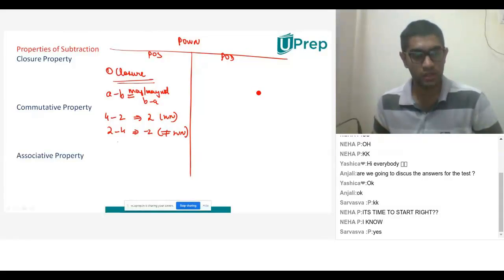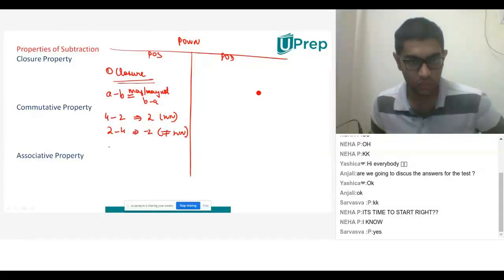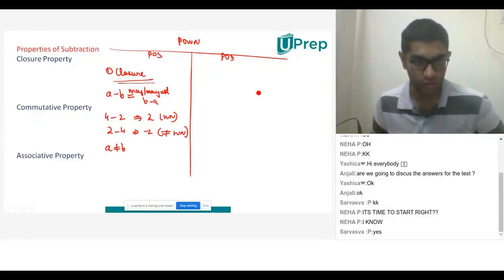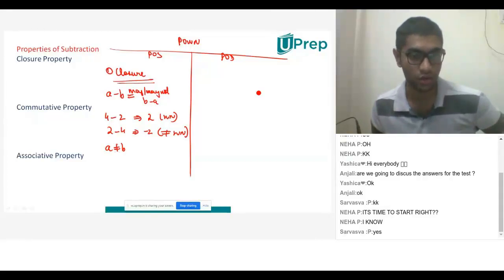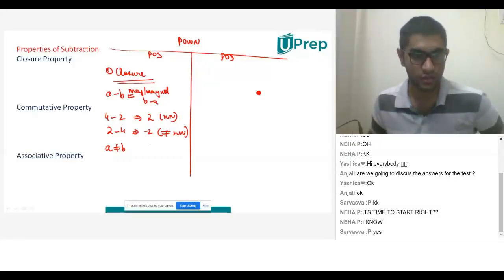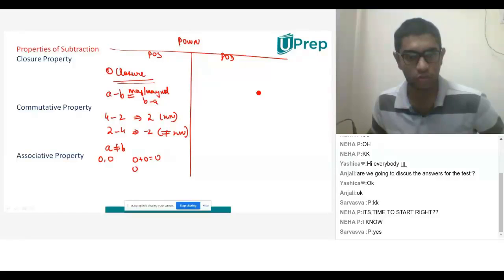But over here, if we take a case where A is not equal to B always, that is the values of A and B are always different. For example, if they were the same, if I had taken 0 and 0, 0 plus 0 is also 0, 0 minus 0 is also 0. That means this case holds true. But what if both are different?